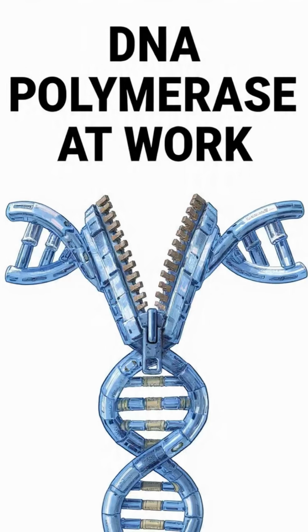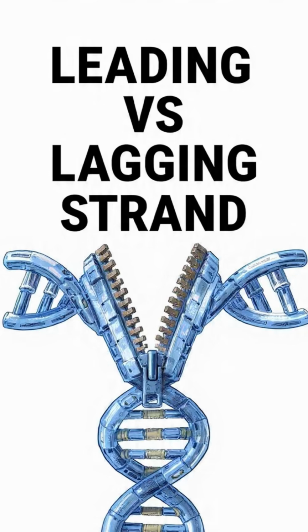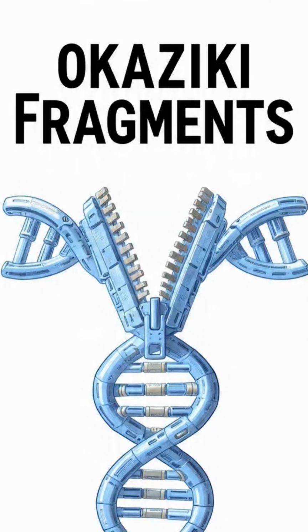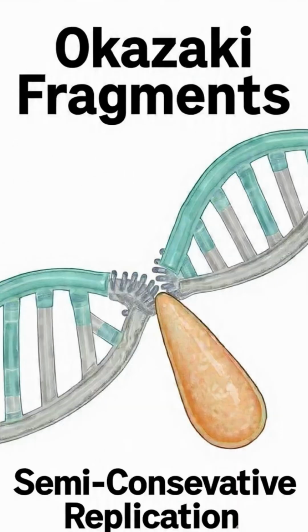Another enzyme, DNA polymerase, builds new strands by adding complementary bases. It follows base pairing rules strictly. Because of antiparallel structure, one strand is synthesized continuously, the leading strand, and the other is synthesized in fragments, the lagging strand. The lagging strand forms short pieces called Okazaki fragments. These fragments are later joined together. Replication is called semi-conservative because each new DNA molecule has one old strand and one newly formed strand.